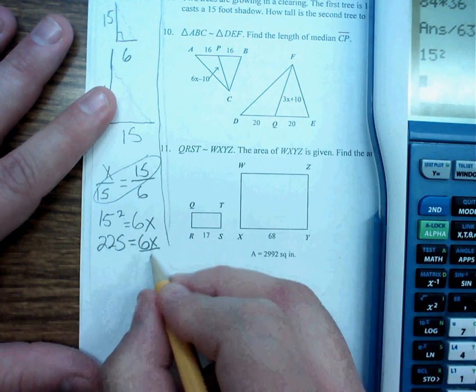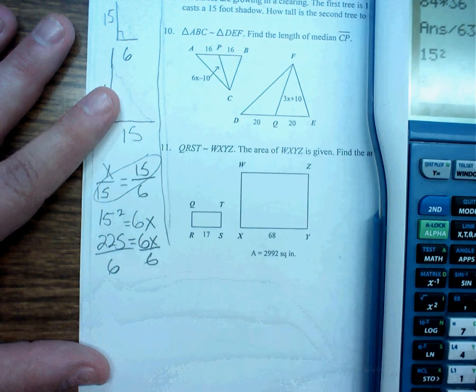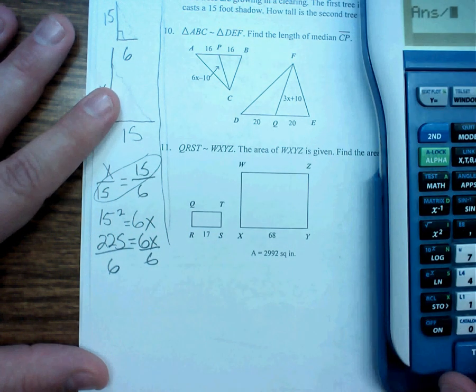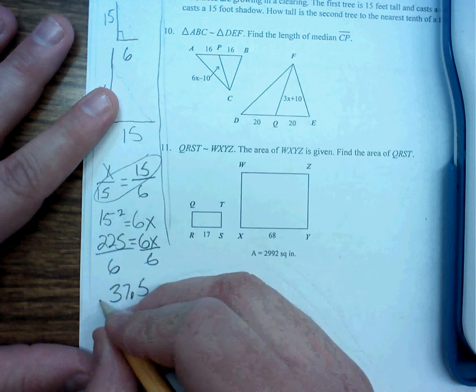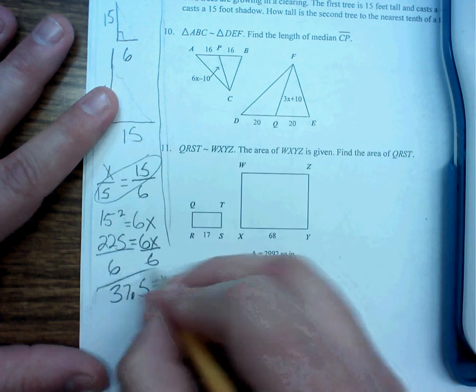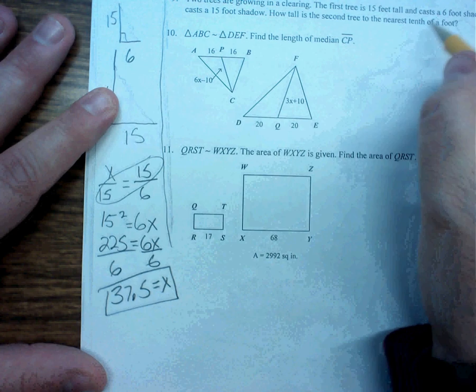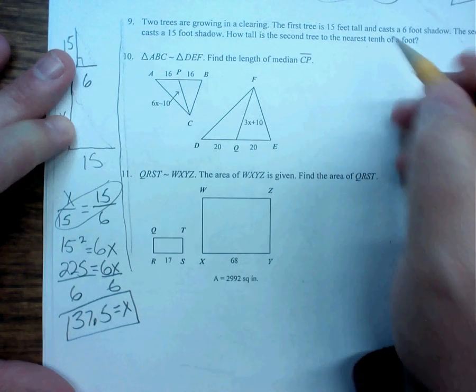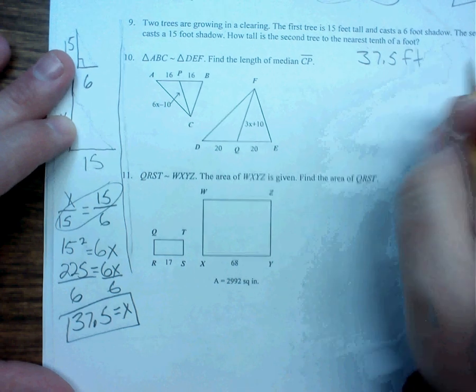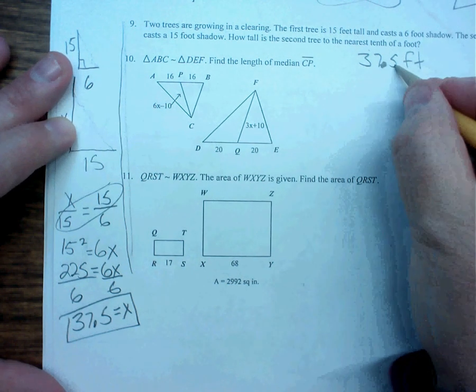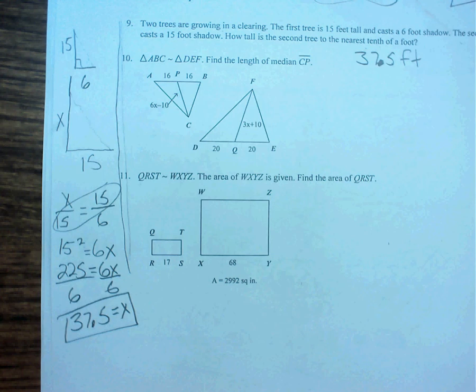And divide both sides by 6. All right, 37.5 is what x equals. And then it says round to the nearest tenth, so we just say 37.5 feet. It's not rounded, it's the exact value, but we don't need to round. Okay?